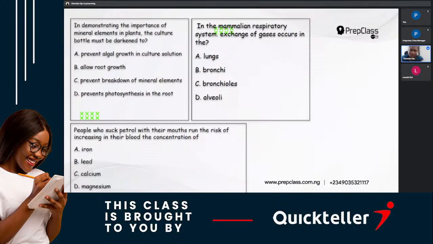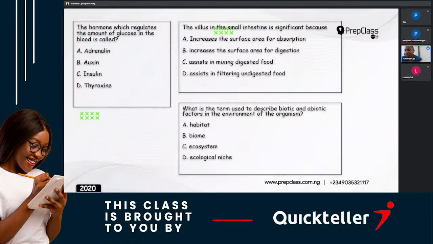So that is the end for 2021. So let's go to 2020. This is the beginning of 2020. Number one, the hormone which regulates the amount of glucose in the blood is called: A, adrenaline; B, oxygen; C, insulin; D, tyrosine.